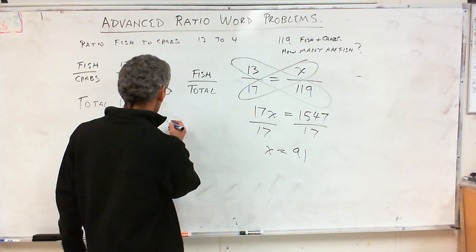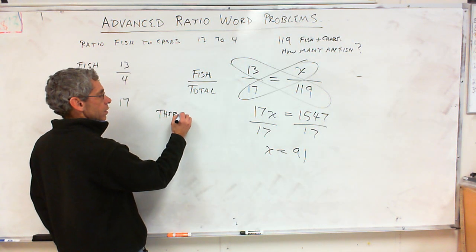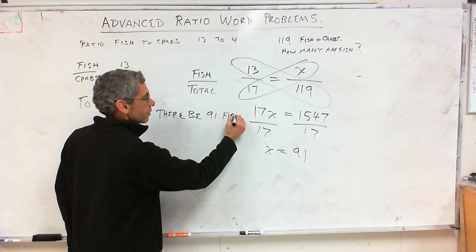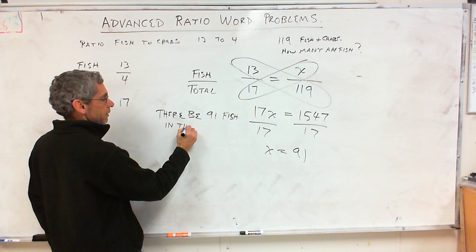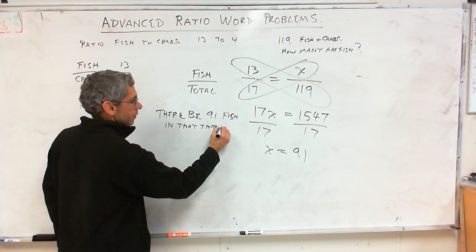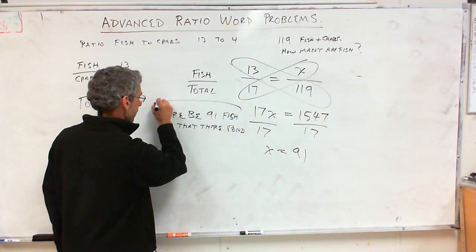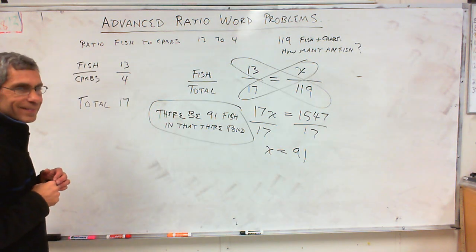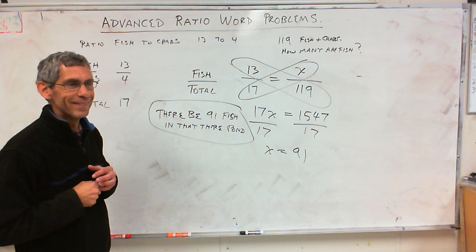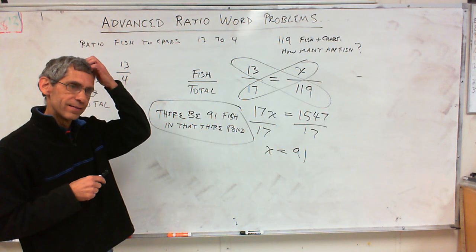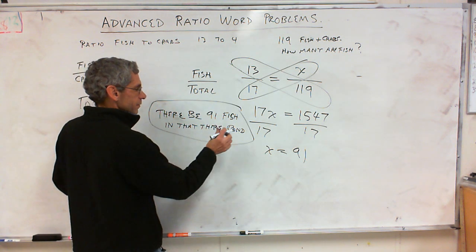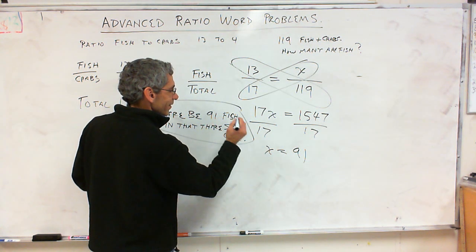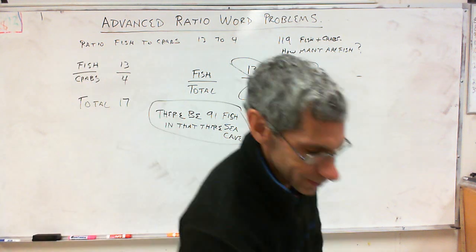Fish. So there'd be 91 fish in that pond. They never specified a pond. It's a sea cave. Oh, they said a sea cave, not a pond. It's a sea cave. Oh my god. All right, that is the lesson. You guys may go.